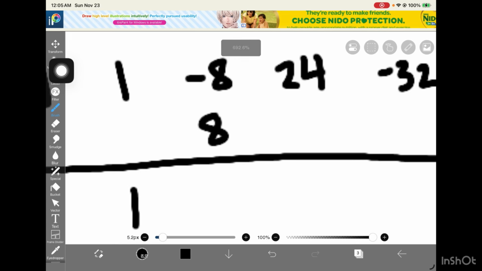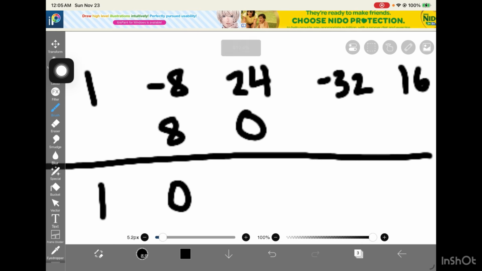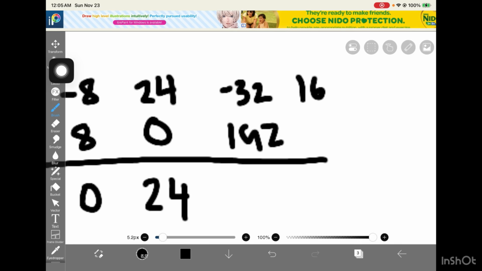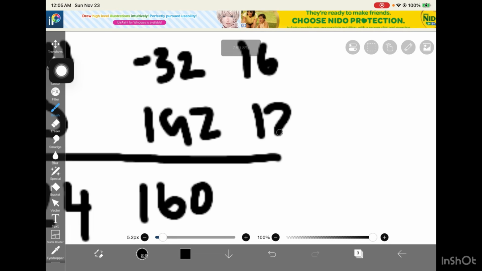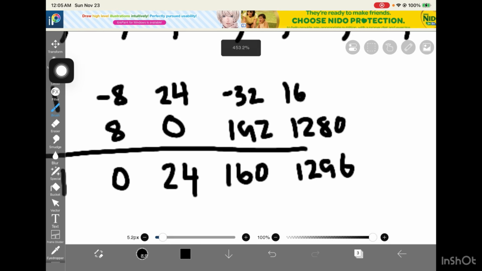1 times 8 is 8. So this becomes 0. 0 times 8 is 0. 24 plus 0, 24. 24 times 8 is 192. And when we add, this is 160. 160 times 8 is 1,280. And then this ends up with 1,296.